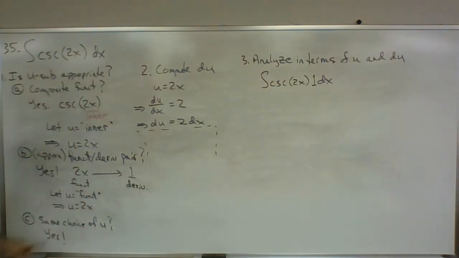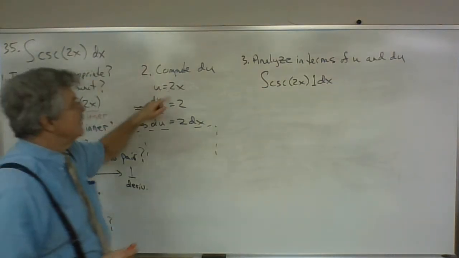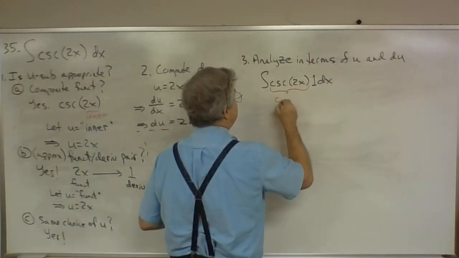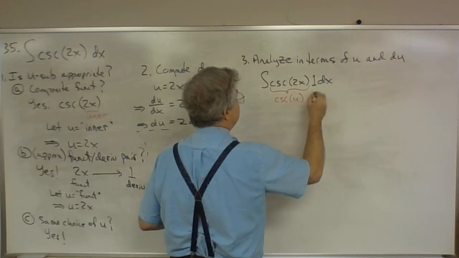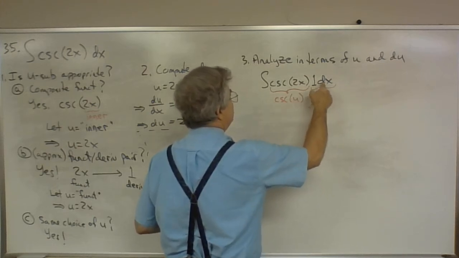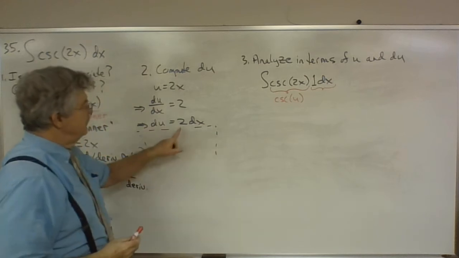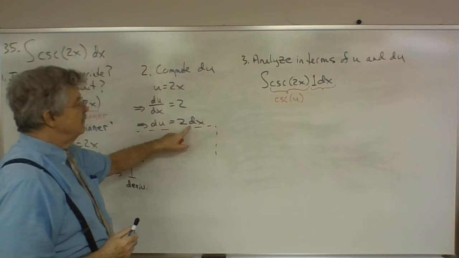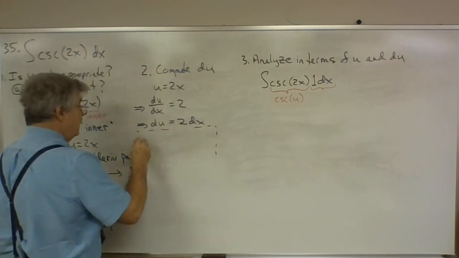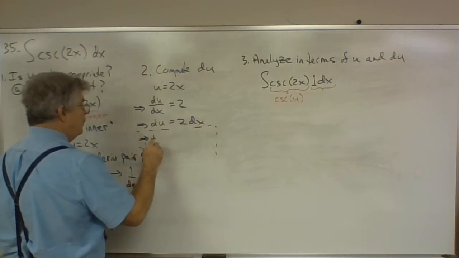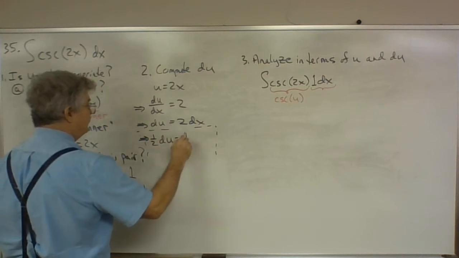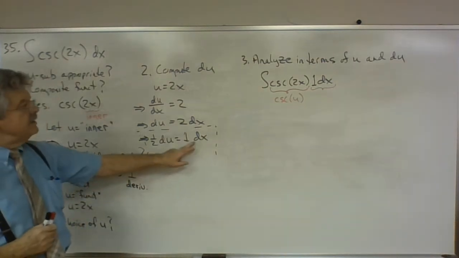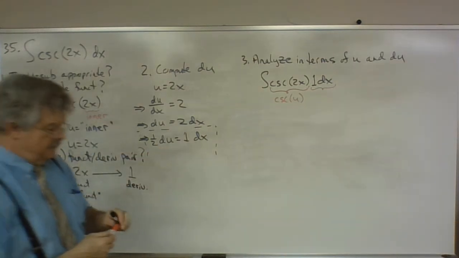We decided that u is 2x, so this is the cosecant of u. And 1 dx, well, I see 2 dx here. I can make the right-hand side look like 1 dx if I multiply both sides by 1/2. So 1 dx is 1/2 du.